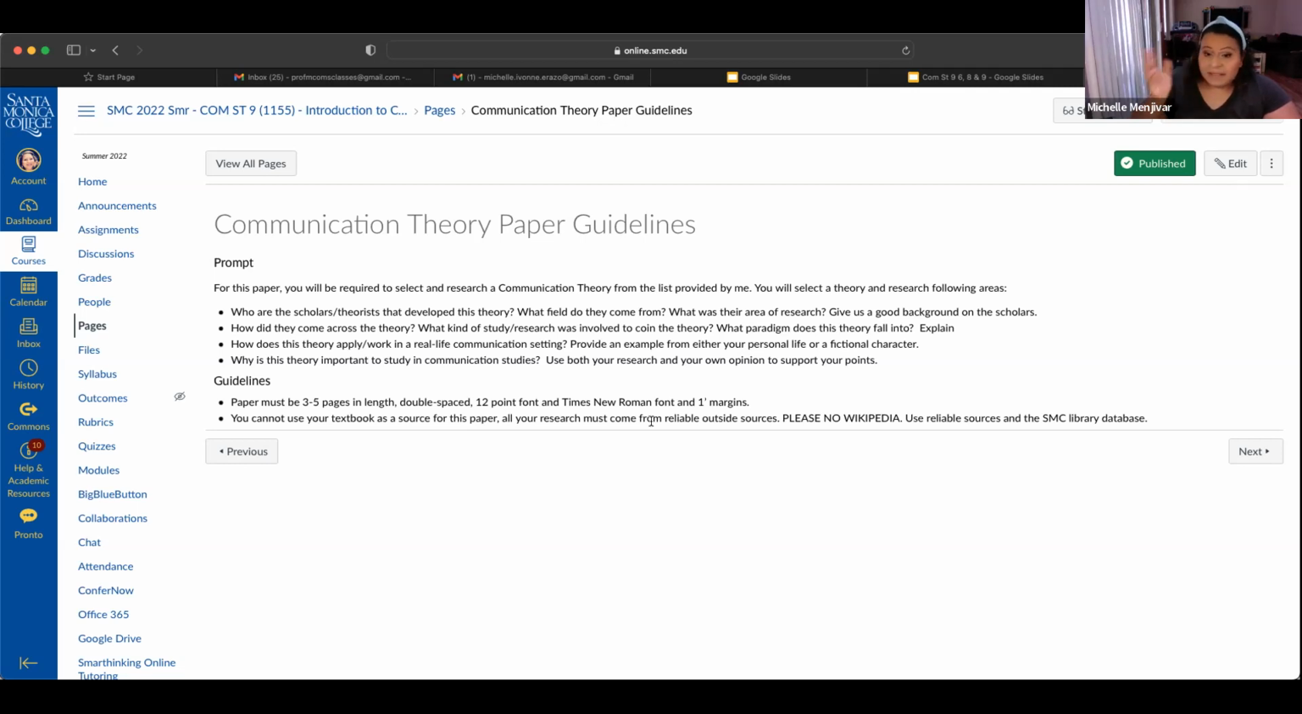And basically, no Wikipedia. Make sure that you find reliable sources. The SMC library database has tons of great sources. It has a great database in which you can pretty much find scholarly articles that will be helpful for you to do your research. So that's the guidelines for the paper.